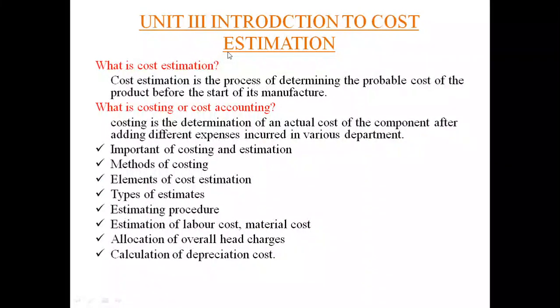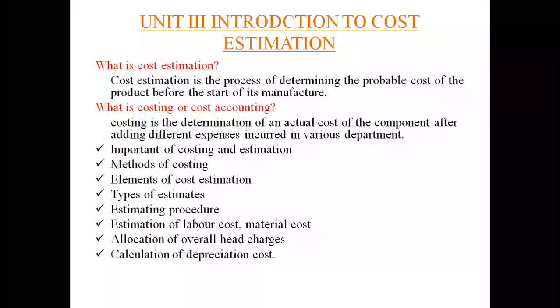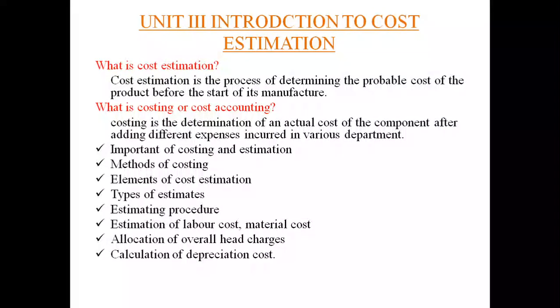And Unit 3, introduction to cost estimation. Let's see what is cost estimation. Cost estimation is the process of determining the probable cost of the product before the start of its manufacture. Probable cost means approximate cost. It will be accurate to the final product cost only about 50 to 70 percent. This cost estimation is done before the start of manufacturing, that means at the design stage itself.